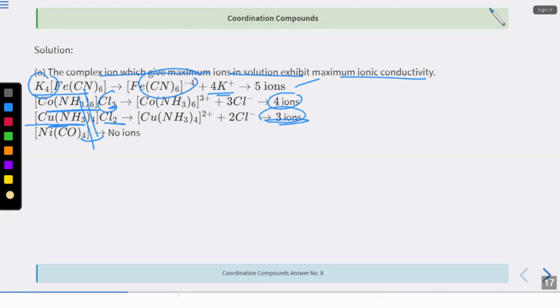So 3 ions. And here it will give no ion because it is this type of compound, the Ni square planar compound, Ni(C2O4)2. It is not an ionic compound, so it will not give you ions because it is a single coordination block.